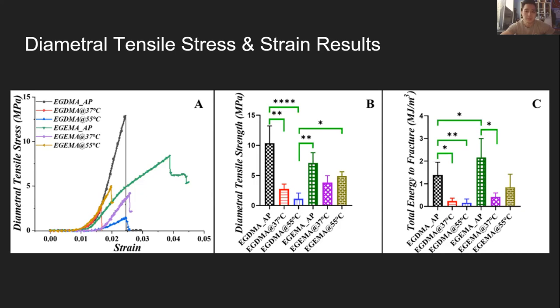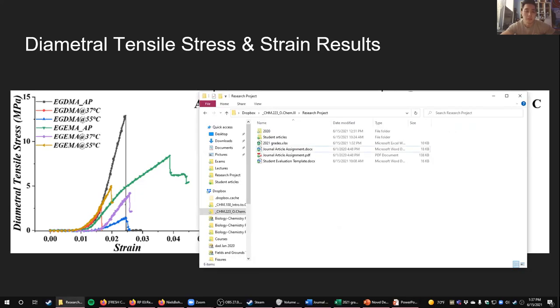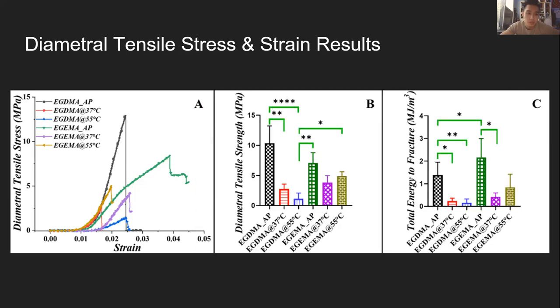So you can see that the EG-DMA disc would fracture at a certain level of strain. Around 0.025, all of them would fracture, and the hydrolysis combined with the stress would end up breaking the cement apart. Whereas if you look at the EG-EMA, it endures a little more stress, and over time, because this one shows the aging model as well, it's still able to hold together and retain that stress.